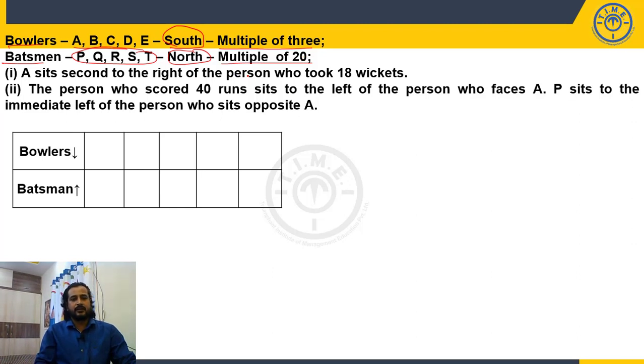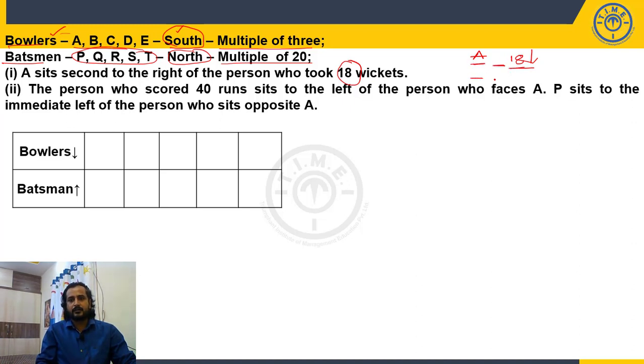What is the first clue given? A sits second to the right of the person who took 18 wickets. Wickets is nothing but we are talking about the bowlers, and the bowlers are facing towards south. So 18 facing south, first right, second right. Who will be there? A will be there.